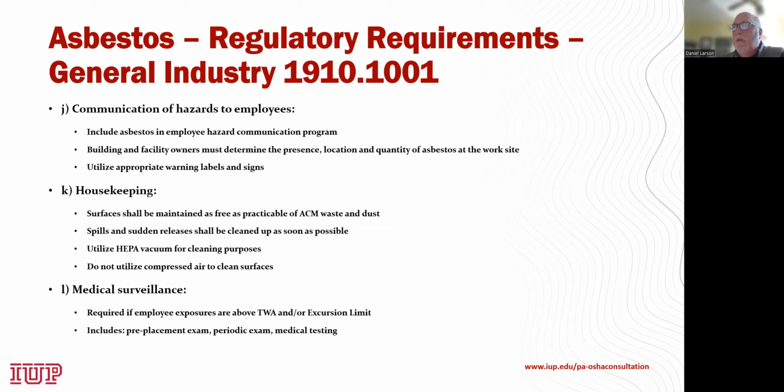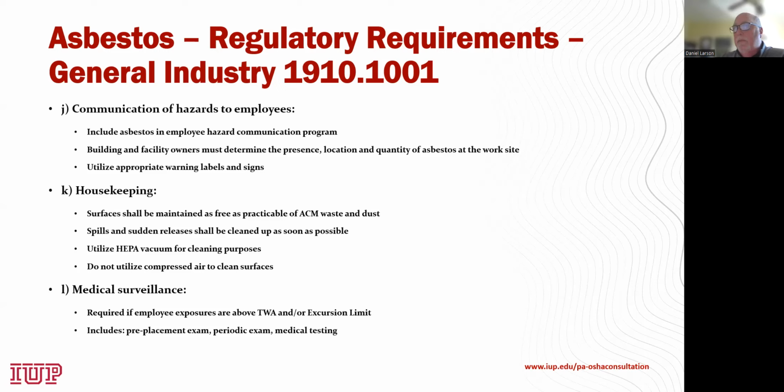Employees have to be notified, the hazards related to asbestos have to be communicated to employees, and that has to be part of your hazard communication program. If you are a building or a facility owner, you need to determine the present locations and quantity of asbestos containing materials at your work site. And you may need to use some warning labels or signs to tell employees or occupants that asbestos is present. It just depends on the situation, especially like boiler rooms. A lot of times you're going to want to label boiler rooms.